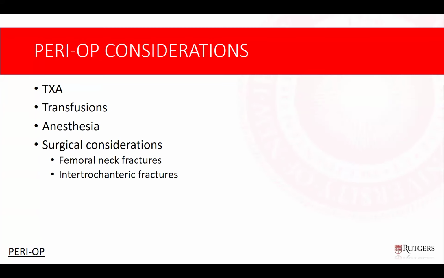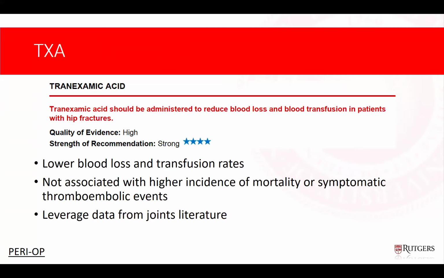We'll move on to the perioperative considerations. We'll start with TXA and then we'll talk about a couple others. So TXA, or tranexamic acid, there is actually high quality evidence and a strong recommendation in the clinical practice guidelines for its routine use in hip fracture surgery. A lot of us are aware of its use in the joints literature as well as some others. It's been associated with lower blood loss and transfusion rates without a higher incidence of mortality or symptomatic thromboembolic events.